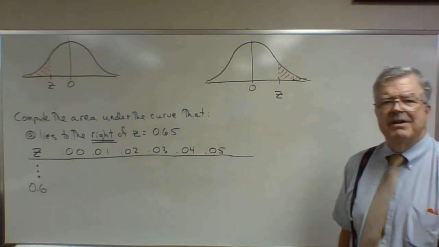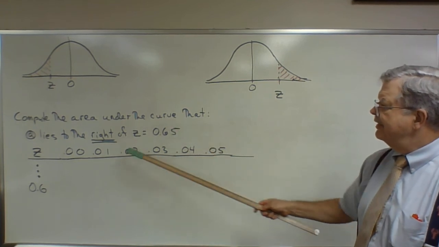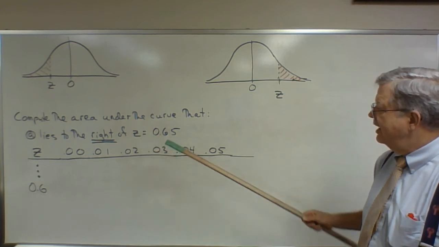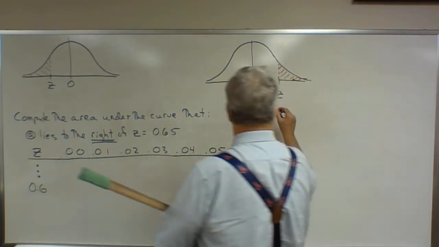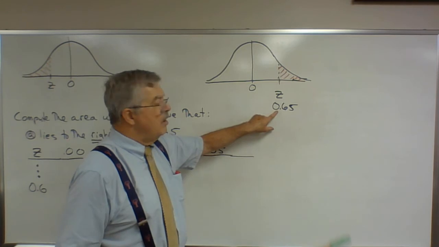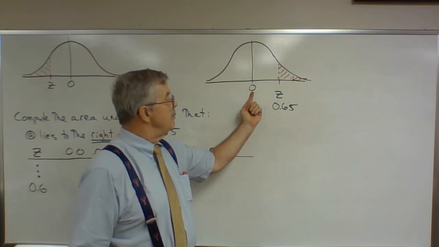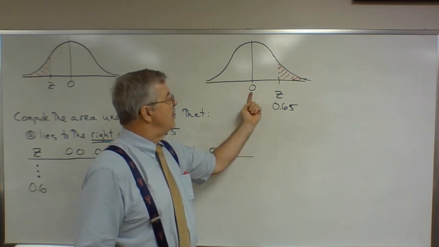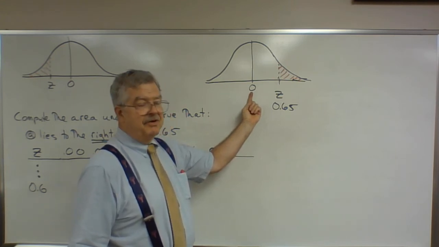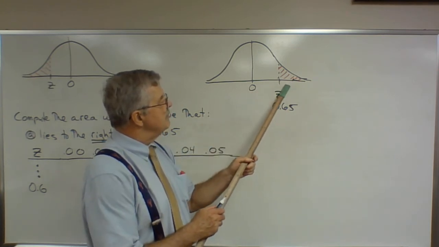Let's do another one, kind of like the other one that we did. Compute the area under the curve that lies to the right of z equals 0.65. So here's z equals 0.65. And remember, all of the positive z values lie to the right of the middle of the graph. All of the positive z values lie to the right of 0. The center of the graph is z equals 0. The positive z values lie to the right. So we're looking for this area.